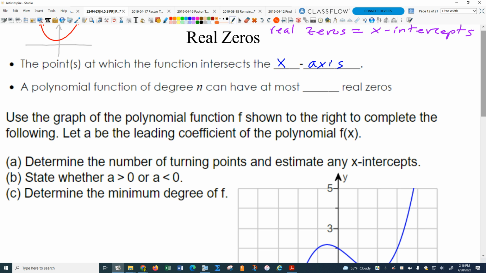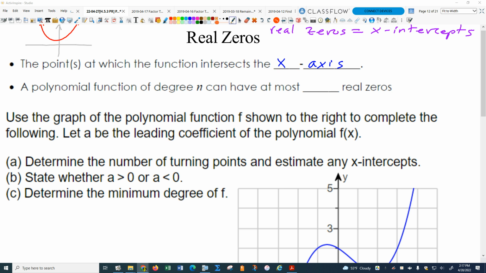We can go back to our Desmos examples, and I can tweak these a little bit. Let's look at the blue one, and I'm going to add 0.5. How many x-intercepts does that have? Looks like there's, what, 4 of them? Okay.